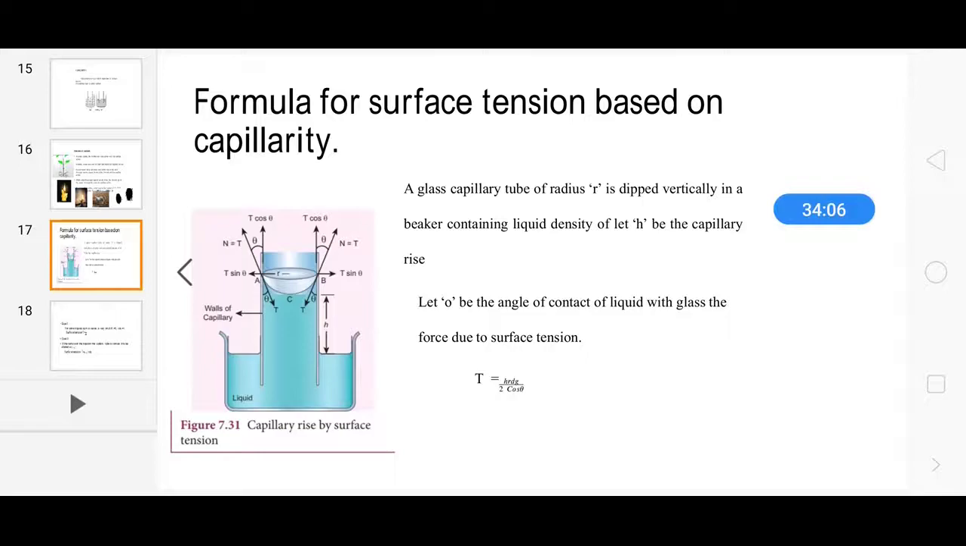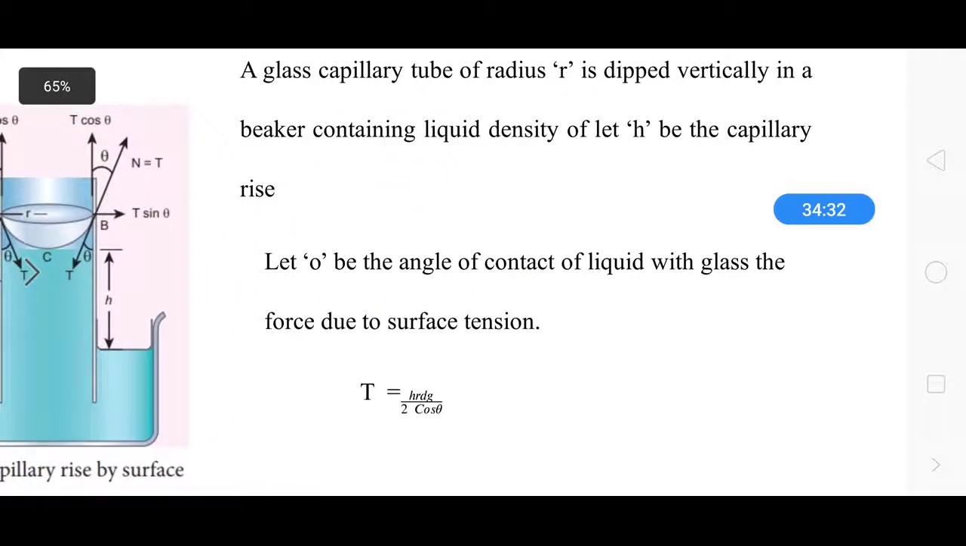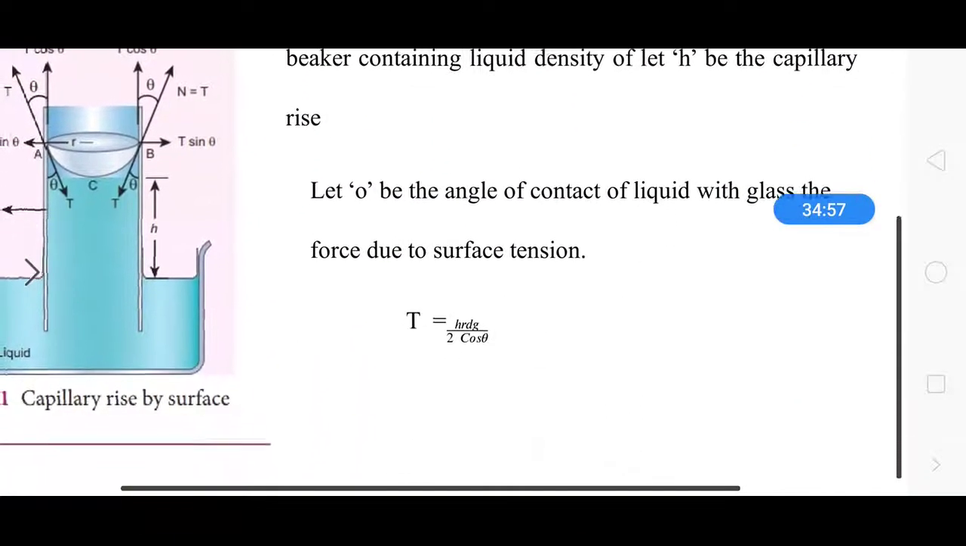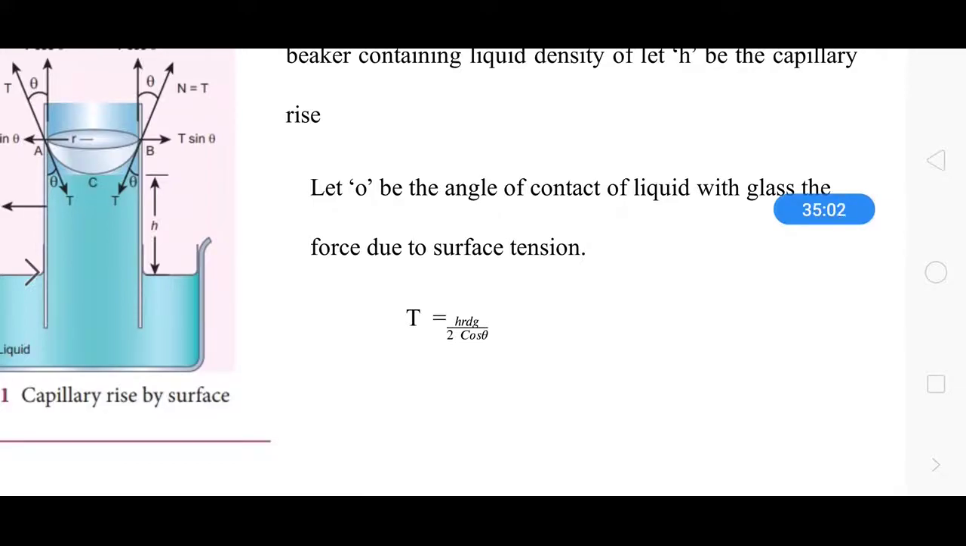And here we are considering pure glass and pure water. Then theta is the angle of contact between pure water and pure glass. So based on this capillarity, the surface tension is equal to h r d g by 2 cos theta. What is h here? h is the rise of liquid in the capillary tube, and r is the radius of the capillary tube, d is the density of water or liquid, g is acceleration due to gravity, and theta is the angle of contact.